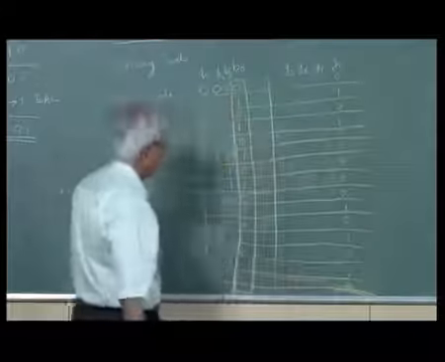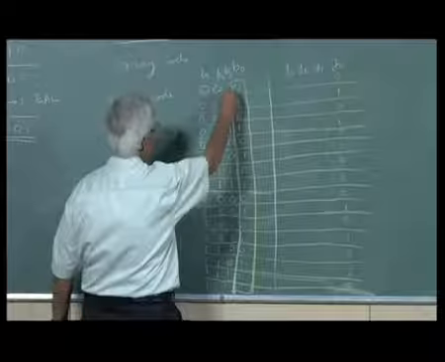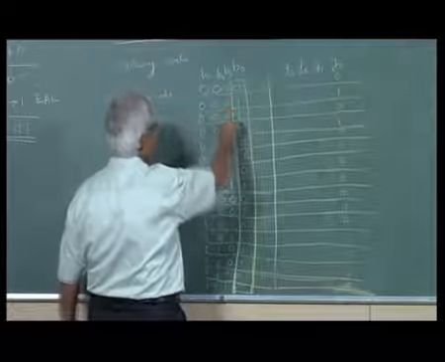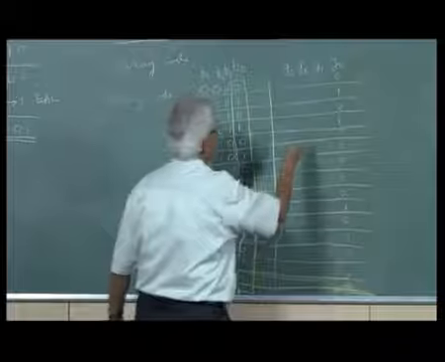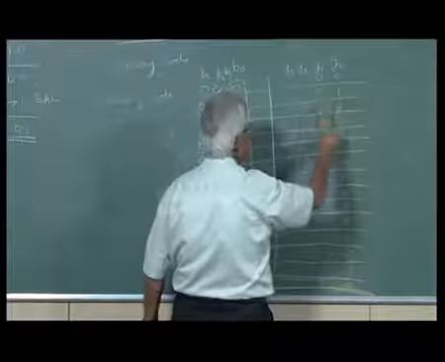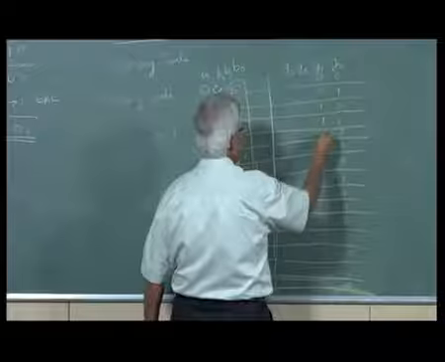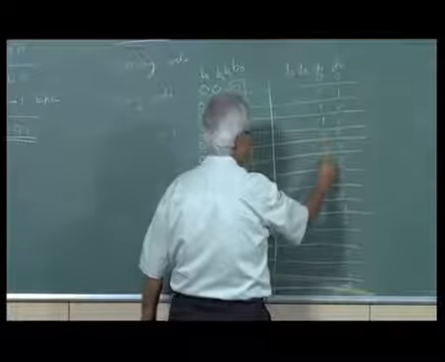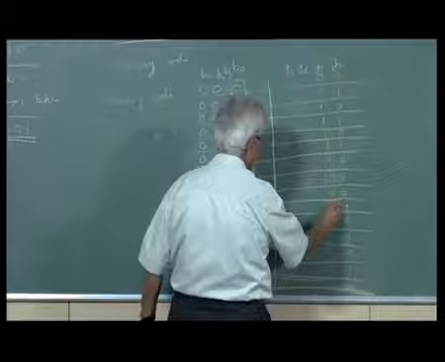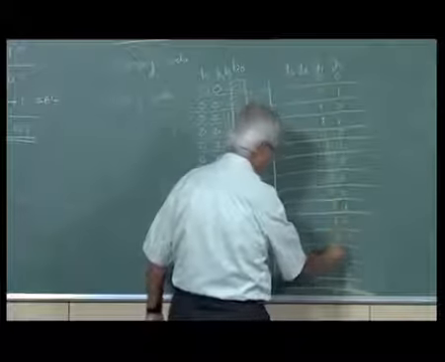Okay. Then this column I will make 0, 0, 1, 1 and then 1, 1, 0, 0. 0, 0, 1, 1. Instead of making 0, 0, 1, 1 again, I will make 1, 1, 0, 0. Again 0, 0, 1, 1 and 1, 1, 0, 0.